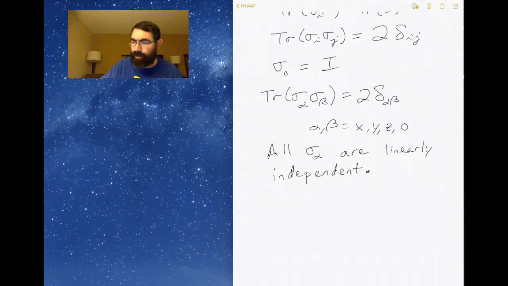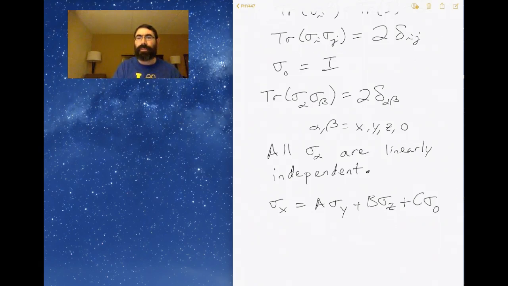I could not write down, say, sigma x, as some constant a times sigma y, plus a constant b times sigma z, plus a constant c times sigma 0. With the 4 matrices, I can't write them down as a linear combination of each other. So this statement right here is not true. All of them are independent of each other.